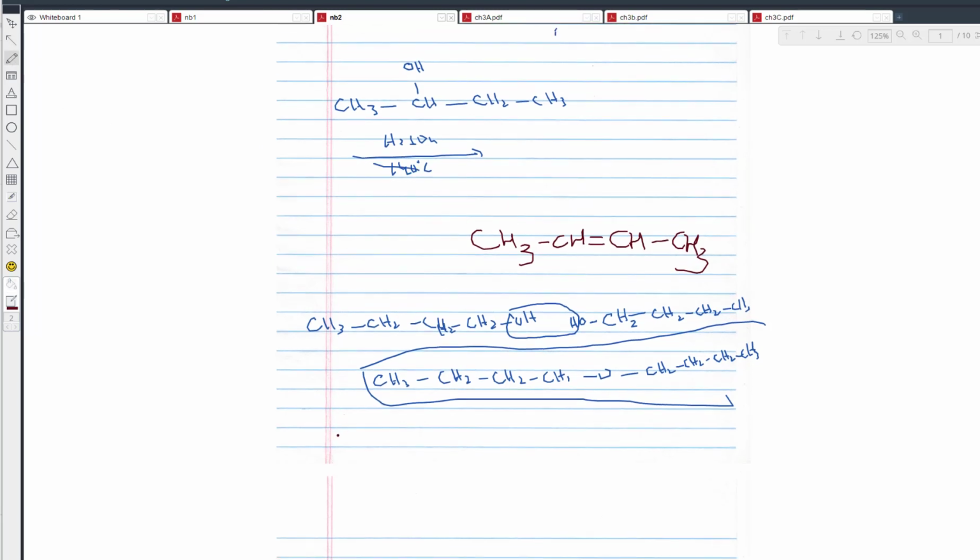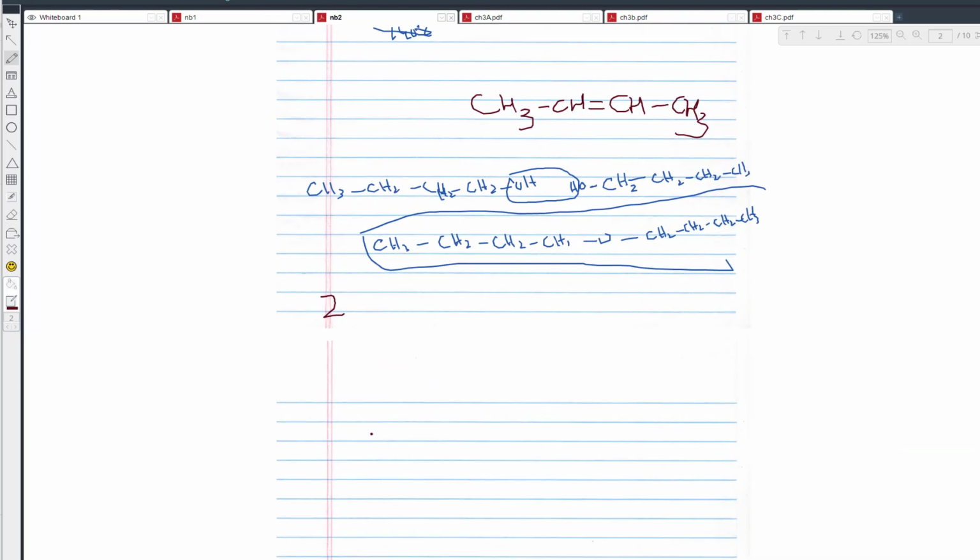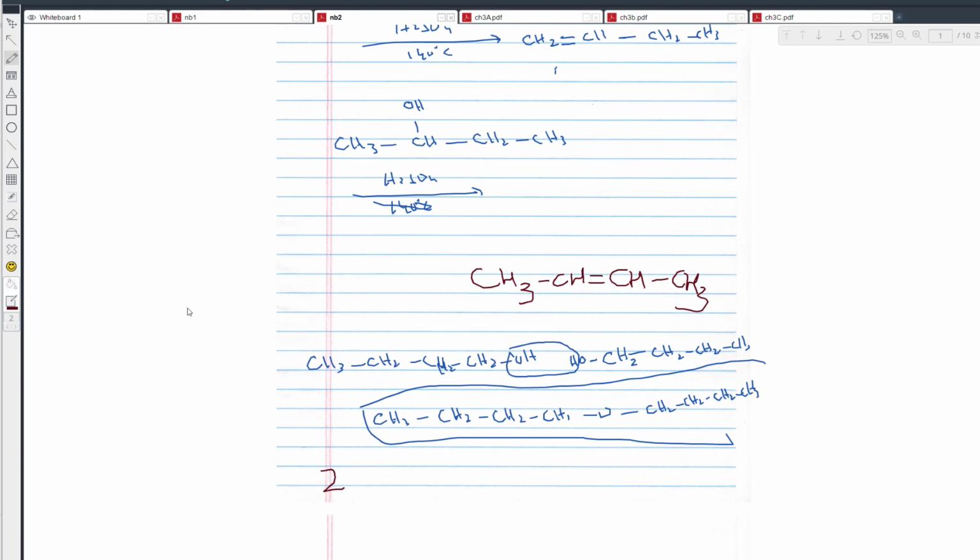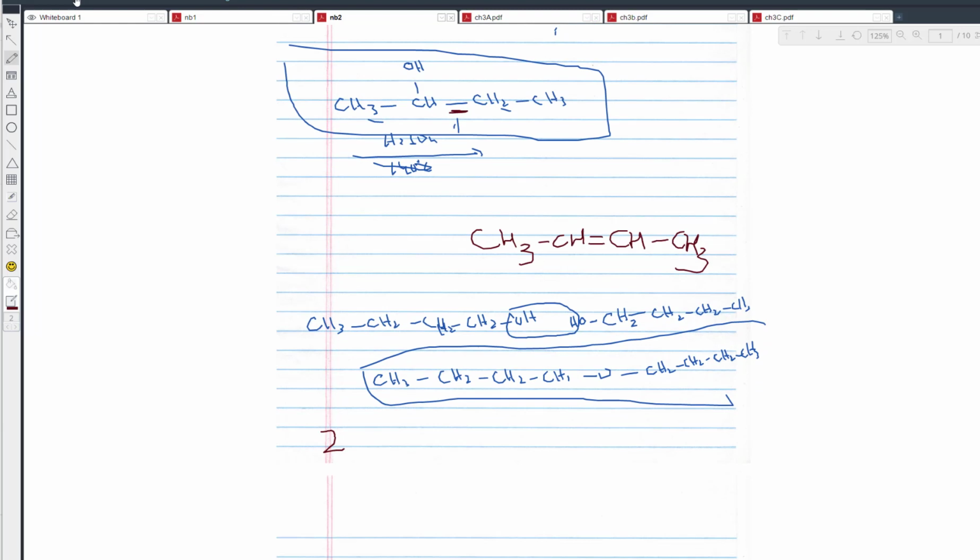But suppose it is not that temperature, normal temperature, in that case what will we get? Suppose we will get an alkene in this case. This is 2-butanol, right? This carbon has 3 hydrogens, this carbon has 2 hydrogens. So definitely the double bond will come here. Am I right? Yes, you're right.